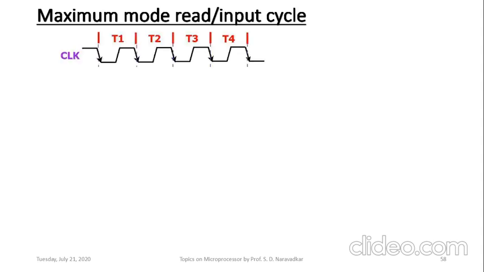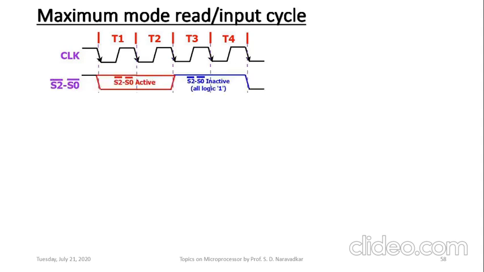Now next will be maximum mode timing diagram, out of which maximum mode read cycle or input cycle. Again, as usual, first part will be clock signal T1 to T4. Next, very important in case of maximum mode timing diagram here is about active low status signal S2 bar, S1 bar, S0 bar.